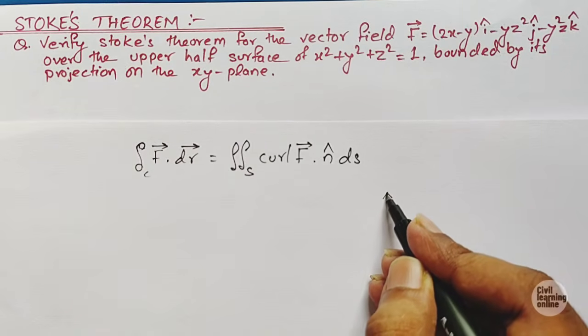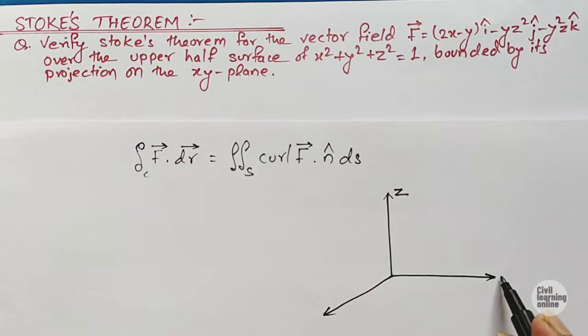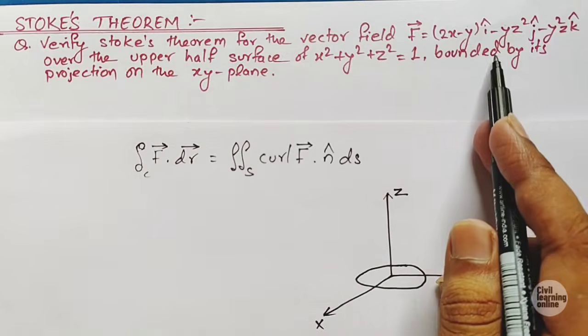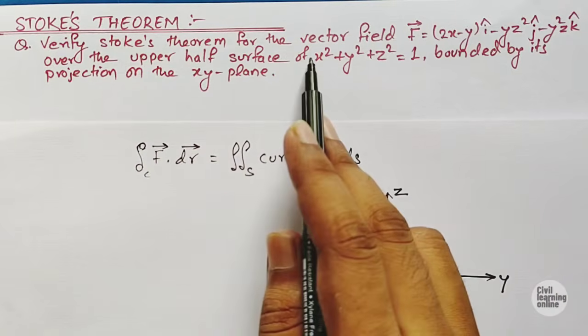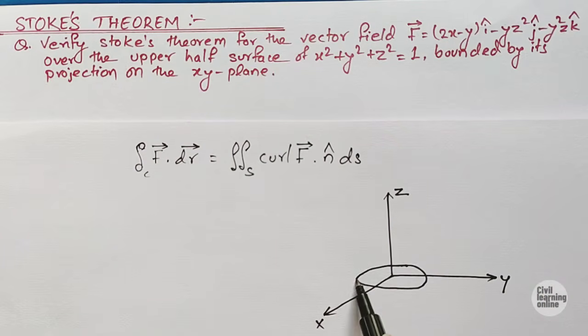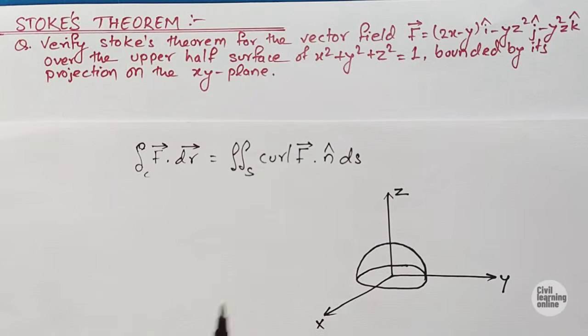See here, this is our axis, this is the z axis, this is our y axis, and this is the x axis. Here we are provided with the equation of a sphere, and this is the lower portion of the sphere. As the problem says, we take the upper half surface of this sphere, bounded by its projection on the xy plane, and this is our xy plane. So here it is bounded on the xy plane, and this is the diagram of the given problem.